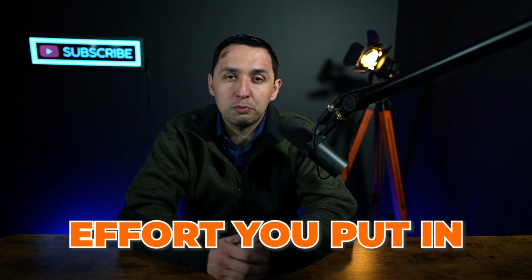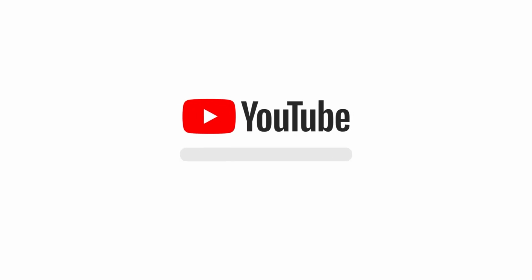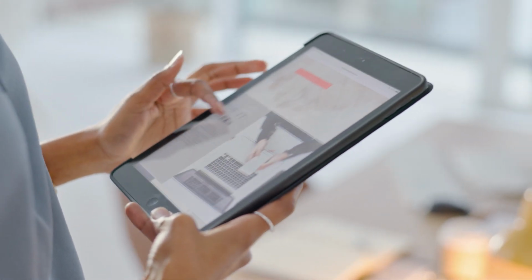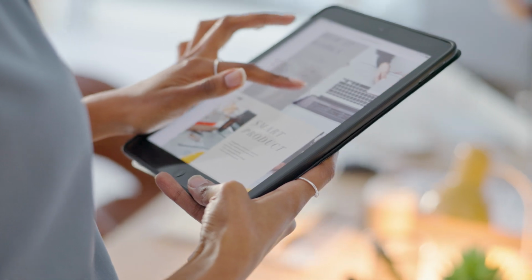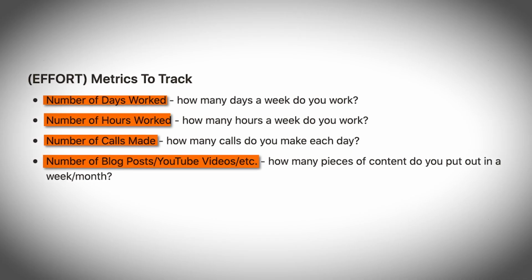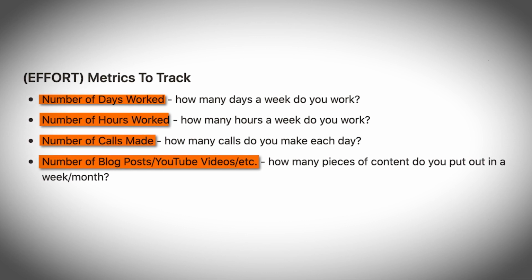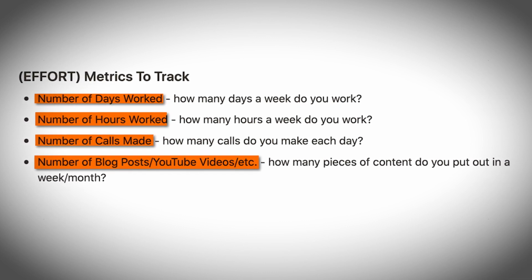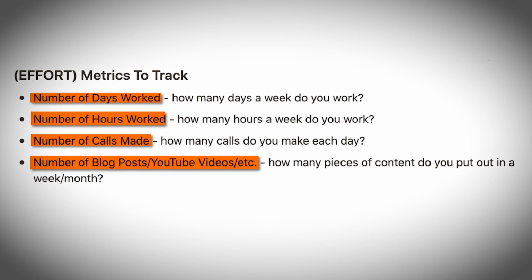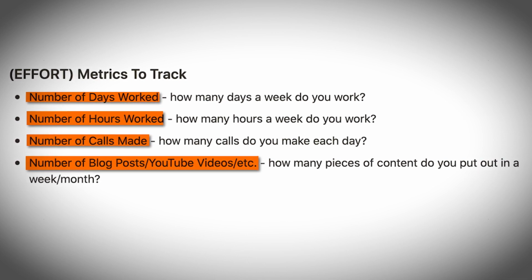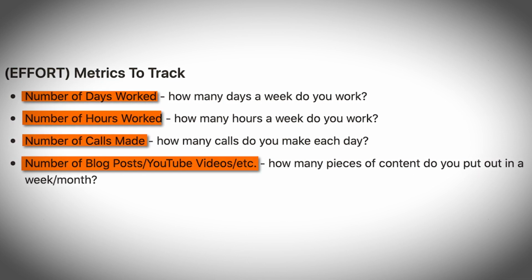And something that most people won't tell you to track, and something that is actually the most valuable to track, is the effort that you're putting in. Because at the end of the day, that's something that you actually control. You may not control the YouTube algorithm. You may not control the amount of blog visits to a certain extent, but you can control the effort that you give. So track that effort. Track the number of days that you're working, the number of hours that you're working, the number of calls that you're making, the number of blog posts, YouTube videos, direct mailers, everything that you can think of. Whatever you're putting effort into, track that.